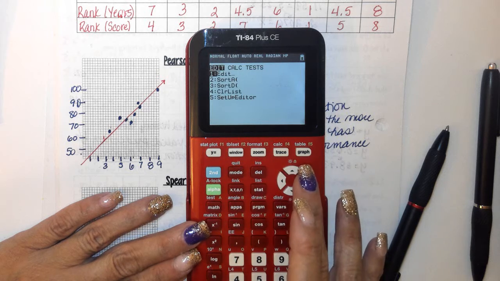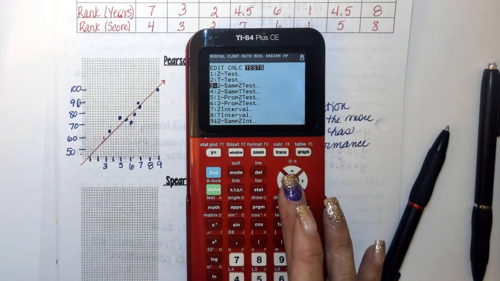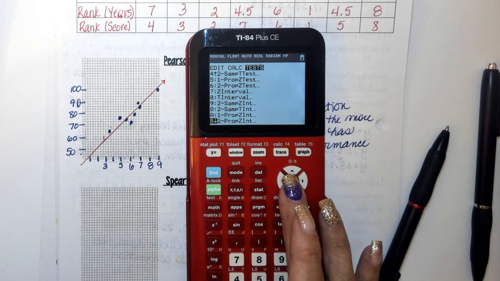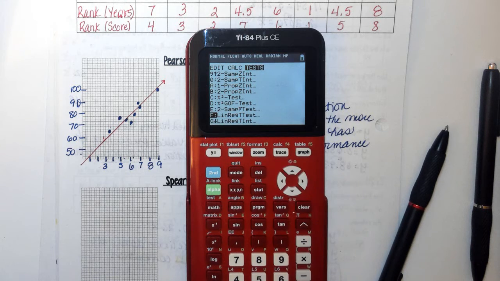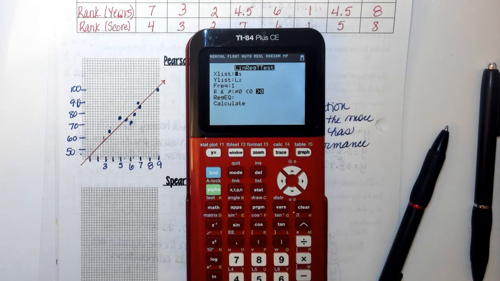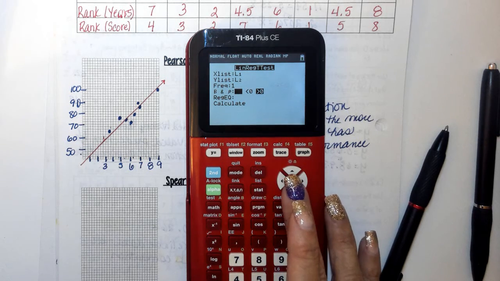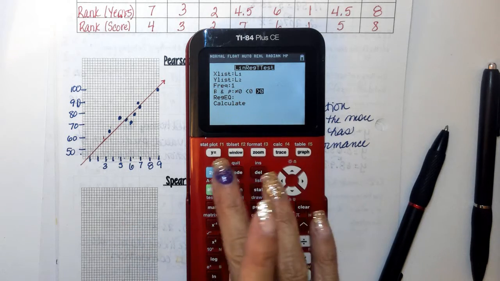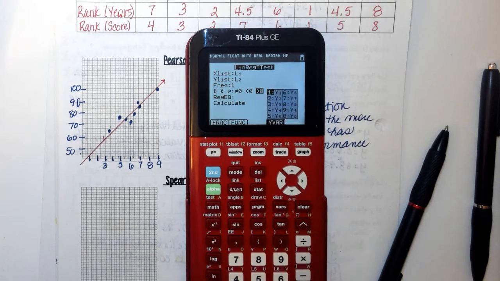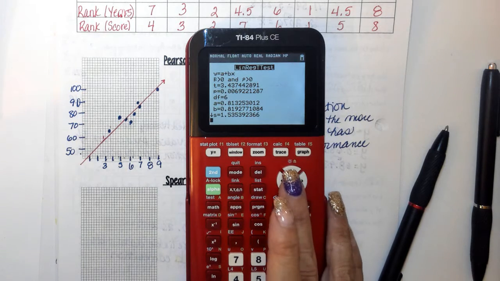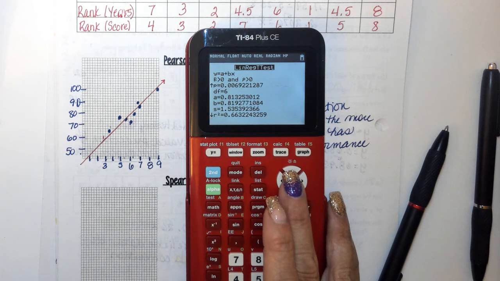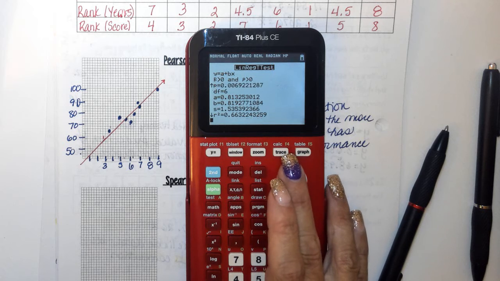I go to Stat, Calculate, Test, and I'm going to go down and find my Spearman's rank correlation, linear regression double T test. There it is. I'm going to go there, L1, L2. On here, I just go down, regression equation. If I want to do alpha y equals and put it in y1, I can. Make sure I did that right. 814, yep, that was it. I always get it mixed up because it's a little bit different.